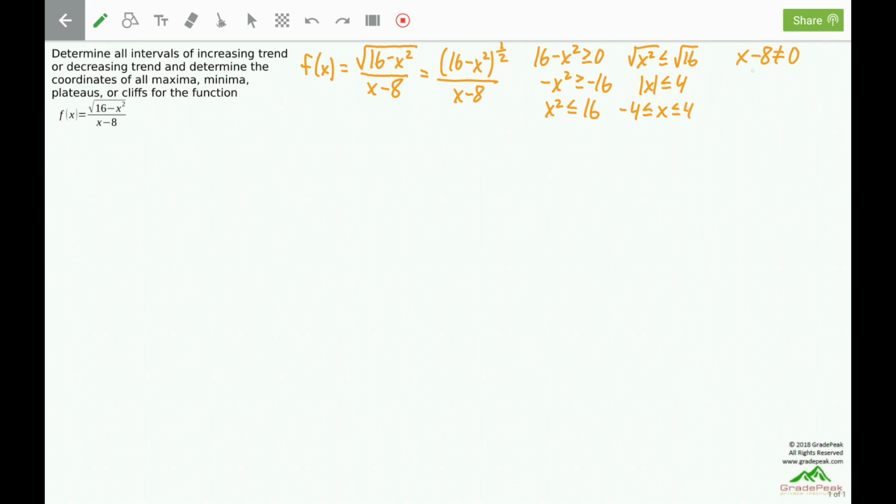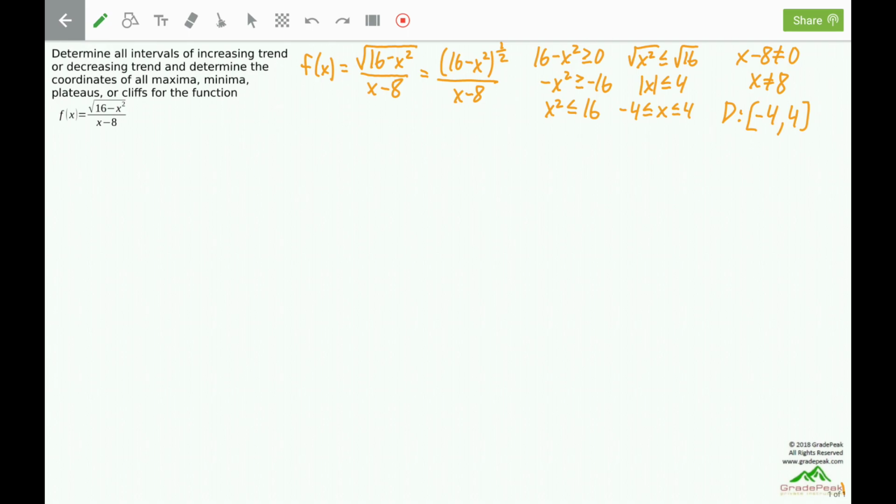Now working with x minus 8, we can add 8 to both sides, and x cannot equal positive 8. Both of these conditions have to be held for the domain. So x has to be between negative 4 and positive 4, and it can't equal 8. Well, 8 is not between negative 4 and positive 4, so the first condition already makes x not equal to 8. So the domain will be the interval starting at negative 4, included with a square bracket, up to positive 4, included with a square bracket.